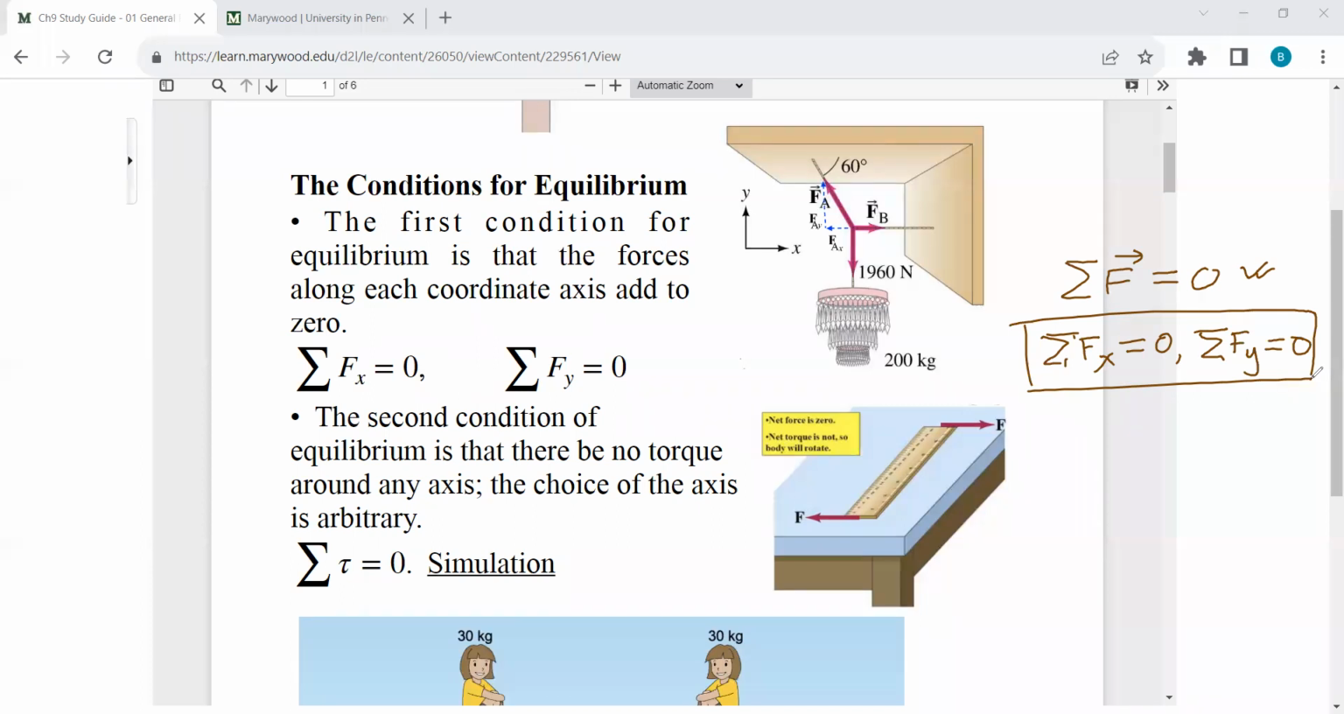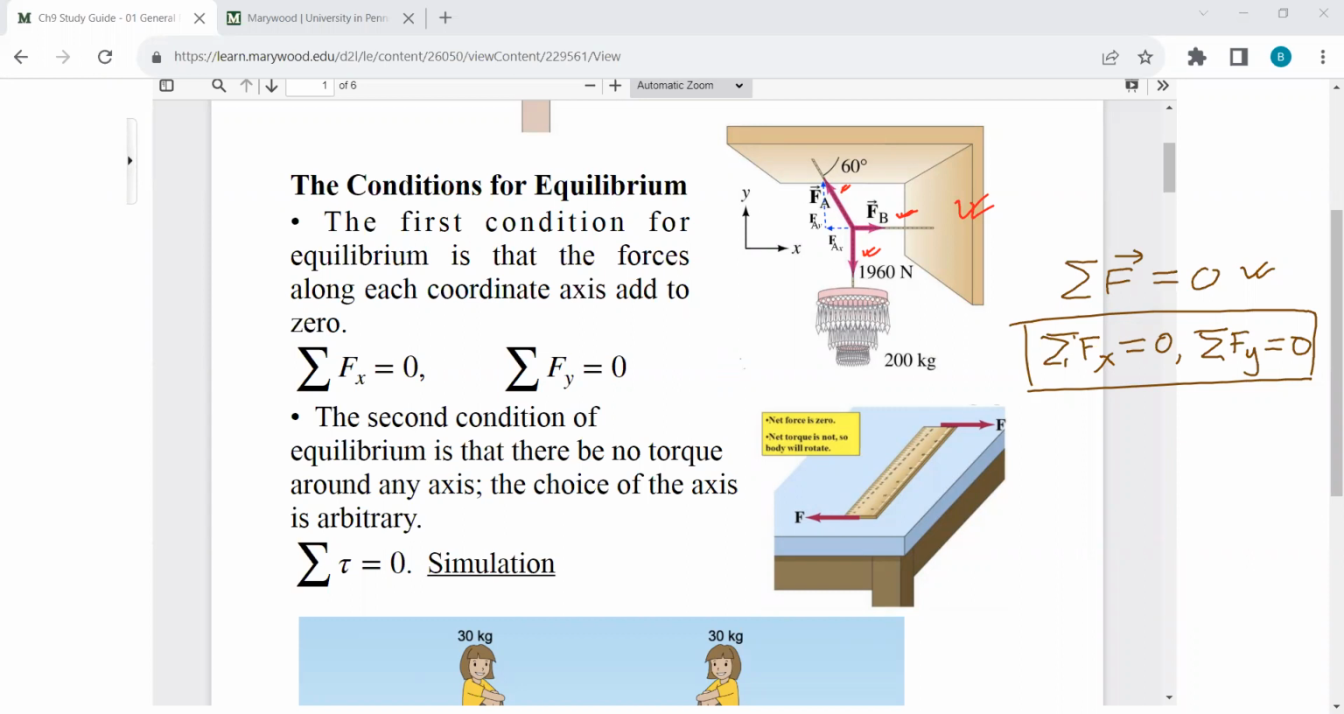Okay, so for example, if we think about this problem, this picture, here you see that we have a force in the x direction and a force in the y direction. But this force Fa is neither along the x-axis nor along the y-axis, so we have to break this force into its components to make them useful. Okay, so how to do that?